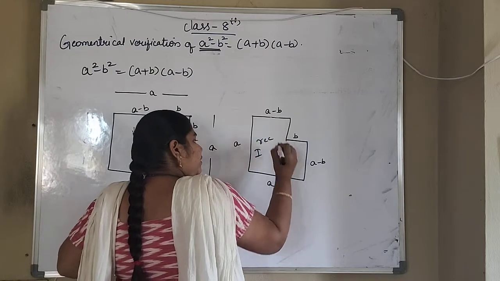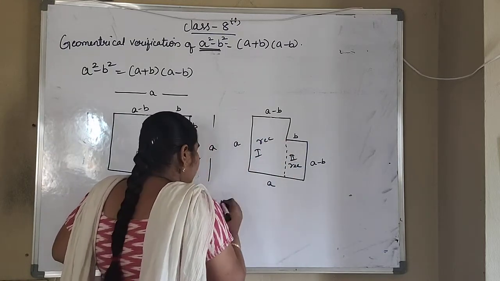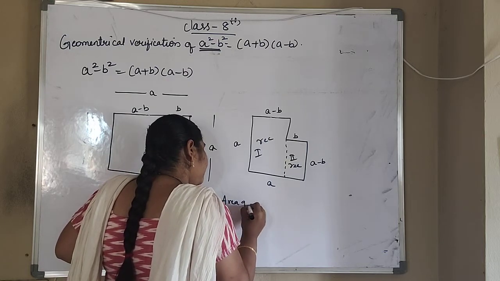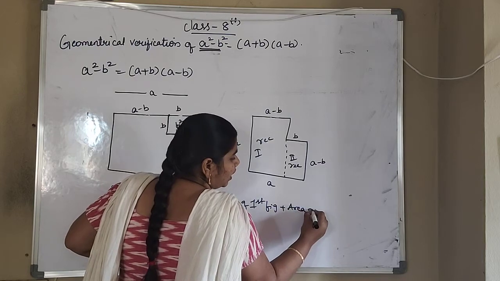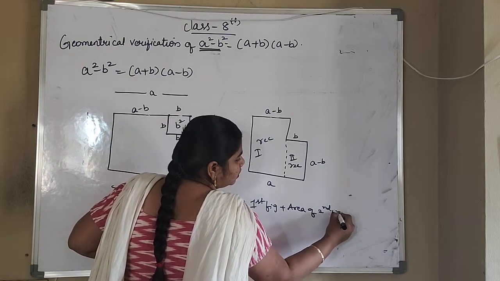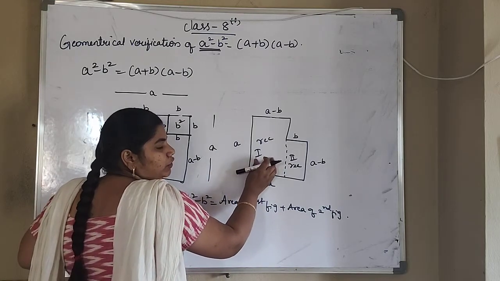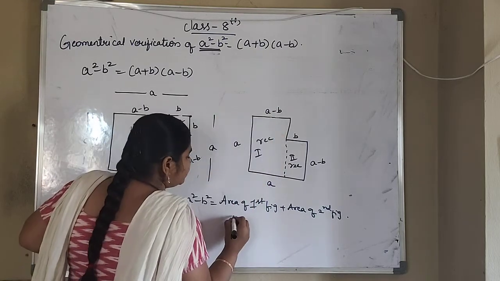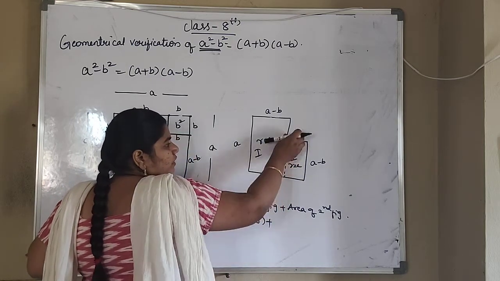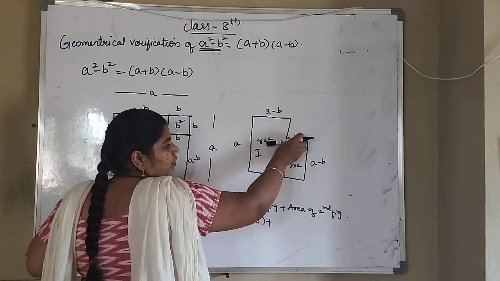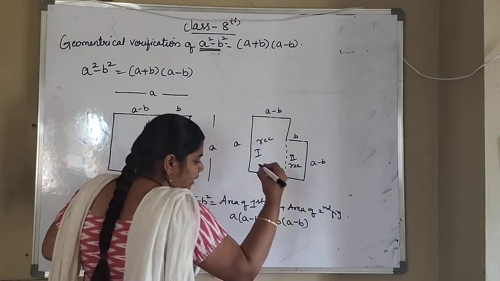So this is a rectangle, and this is also a rectangle. So we have to find the area: area of the first figure plus area of the second figure. What is the area of a rectangle formula? L into B, length into breadth. So we can write A into A minus B, plus the area of this rectangle, that is L into B, so B into A minus B.